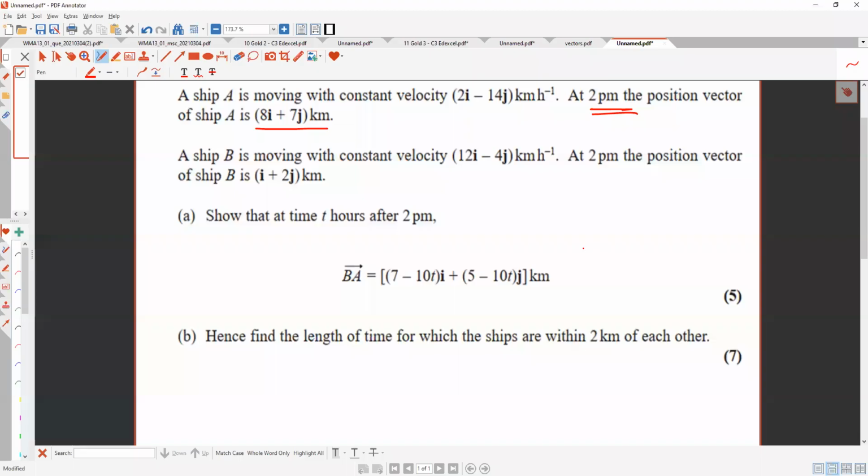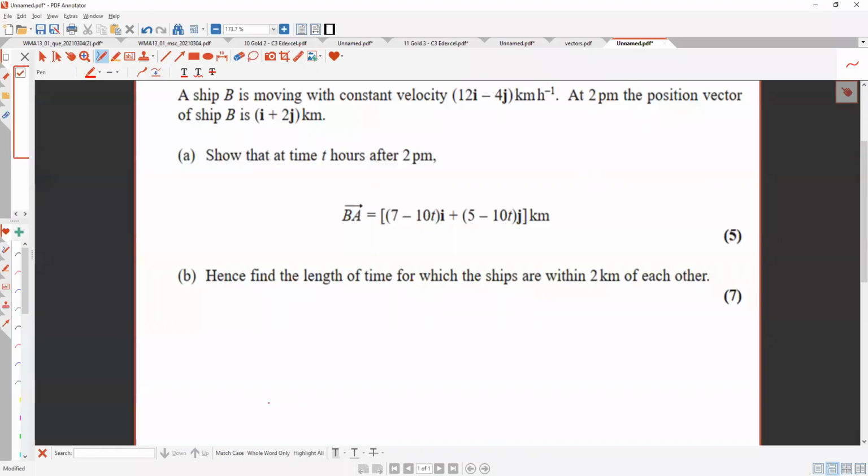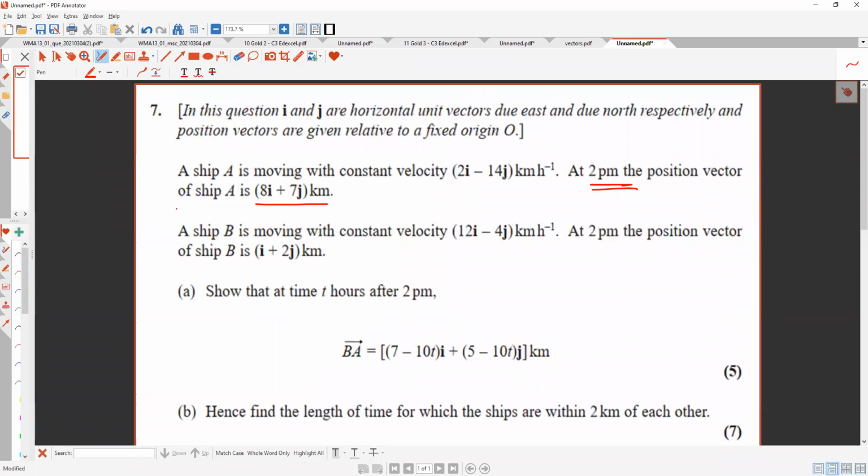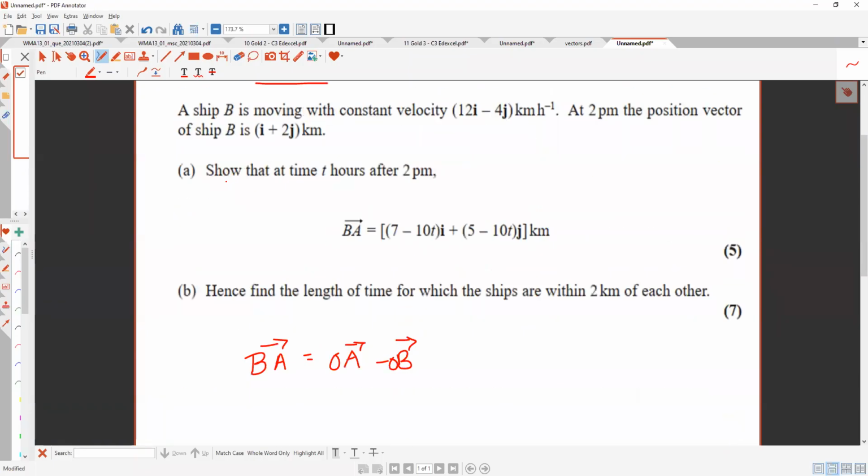Okay, so what I was saying is that they said BA. Whenever they say the word BA, it means you will write vector A minus vector B. Remember this. Basically, it means OA minus OB. It means A minus B, B to A. Okay, let's find what is the equation for A.